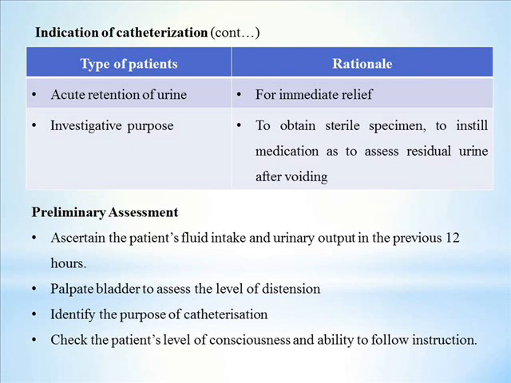Now we will see the preliminary assessment. We have to assess the patient before the procedure. Number 1, we have to ascertain the patient's fluid intake and urinary output in the previous 12 hours. Then we have to palpate the bladder to assess the level of distension. Then we have to identify the purpose of catheterization, and check the patient's level of consciousness and ability to follow instruction.